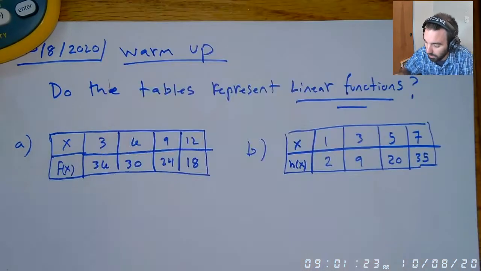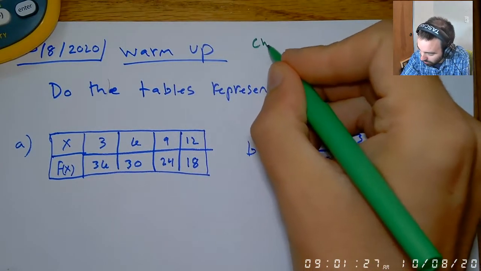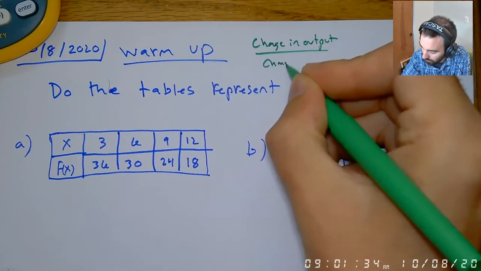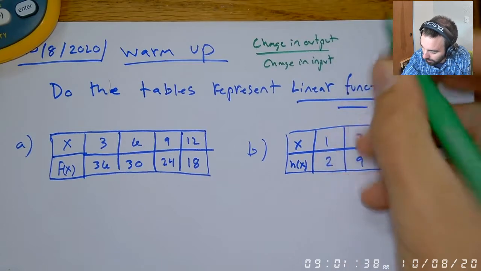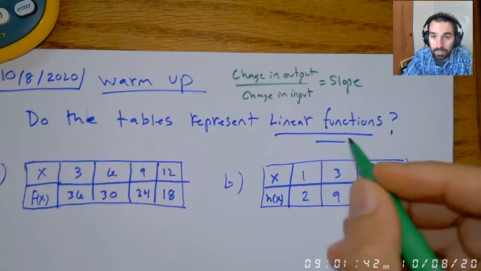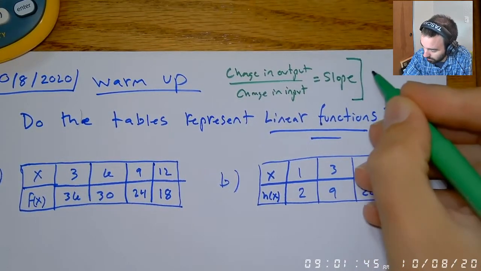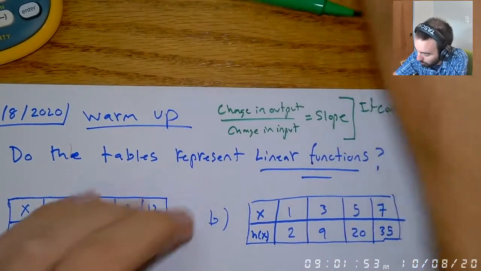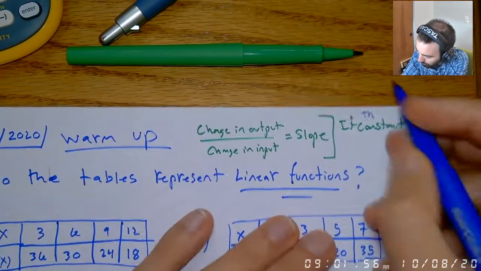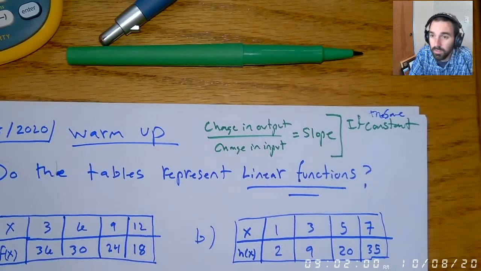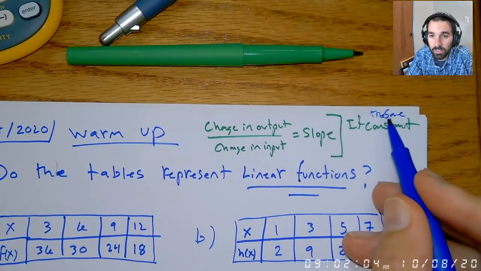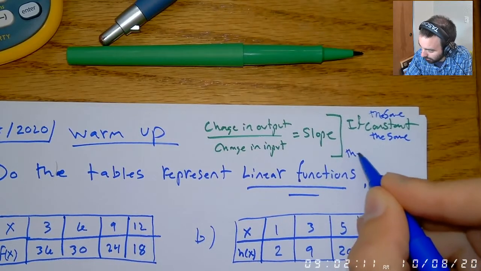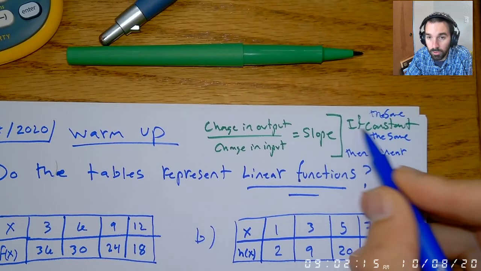If you don't remember this, what we're really looking for is the change in output over the change in input, and this is our slope. And if this is constant, remember, constant is just a fancy word for the same. If it is constant, the same, then linear. So if constant, then it's linear.